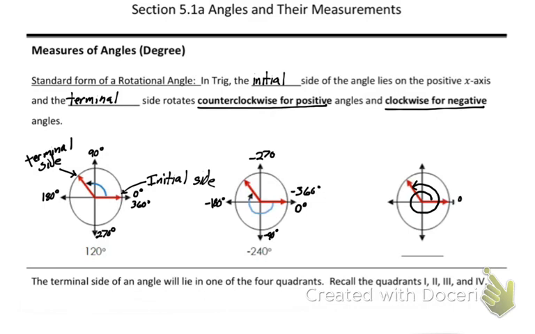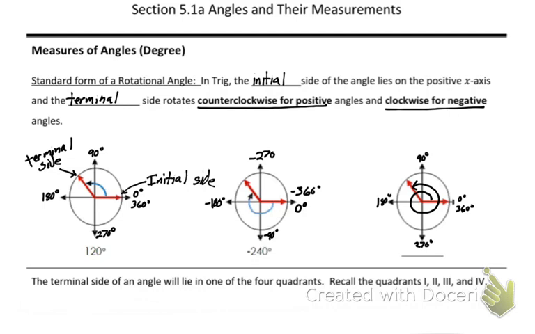I'm still going to write my 0 degrees, my 90, my 180, and my 270. I'll put my 360. Does someone want to take a guess at what the measure of this angle is? And my hint to you is it's not 120 and it's not negative 240.